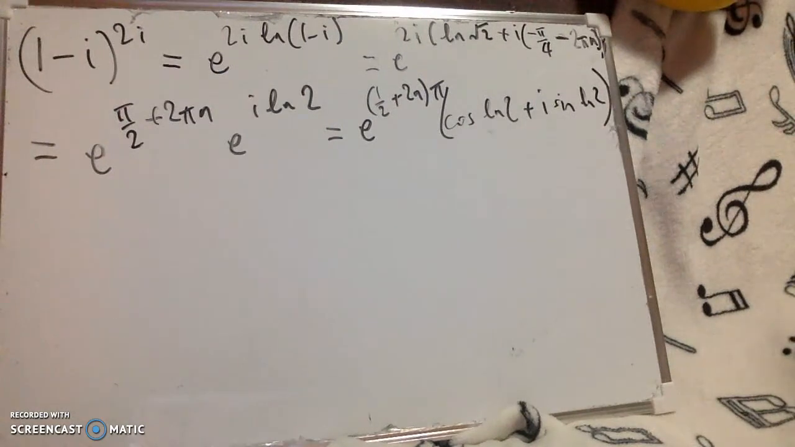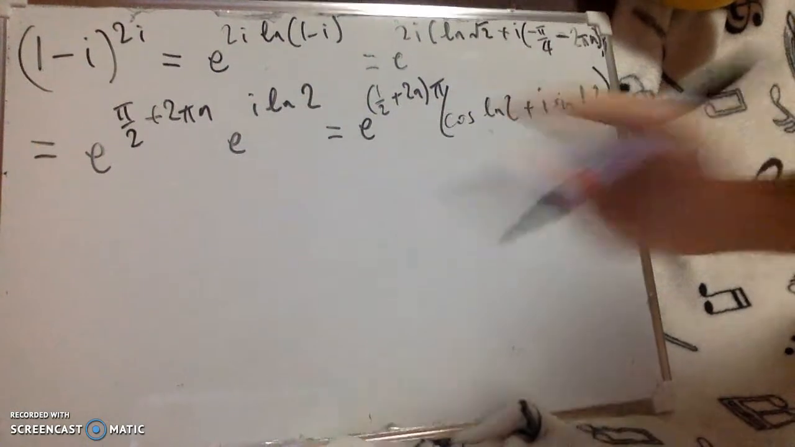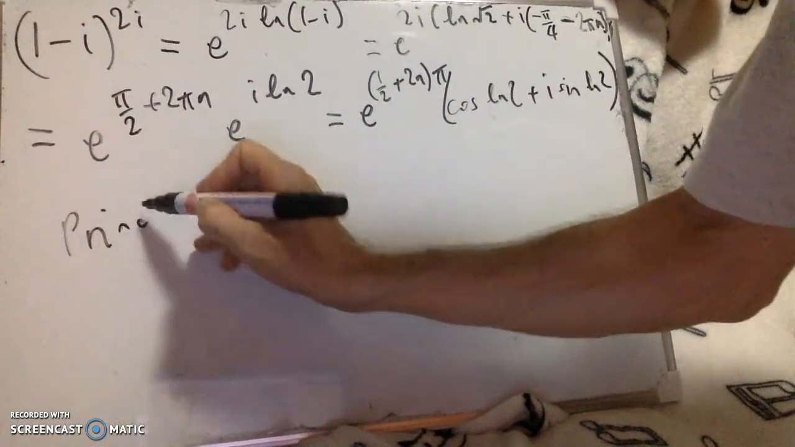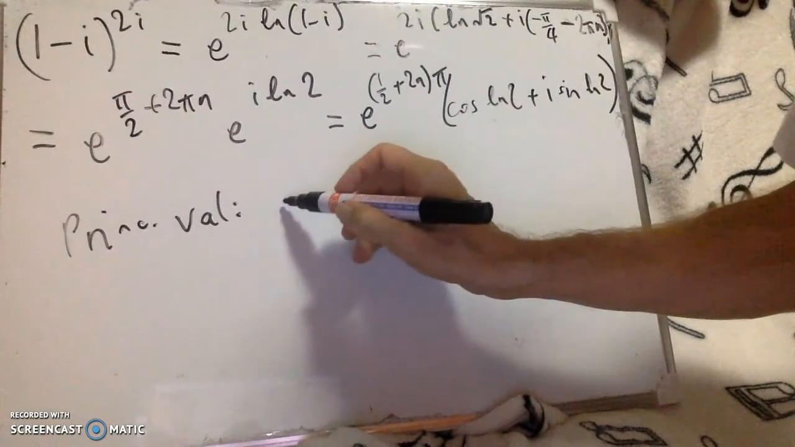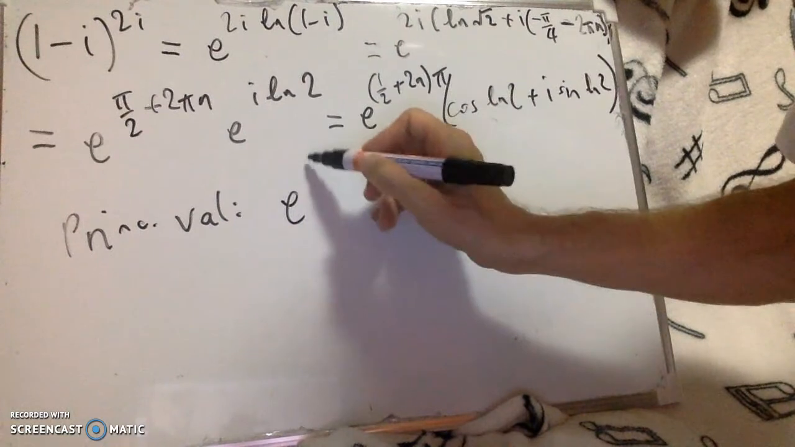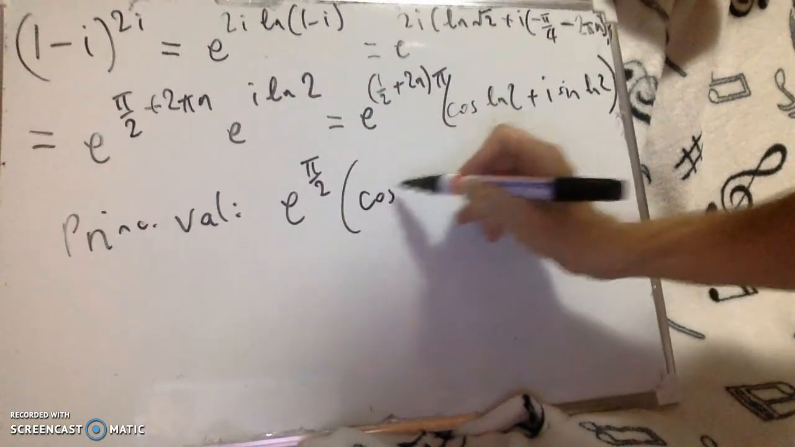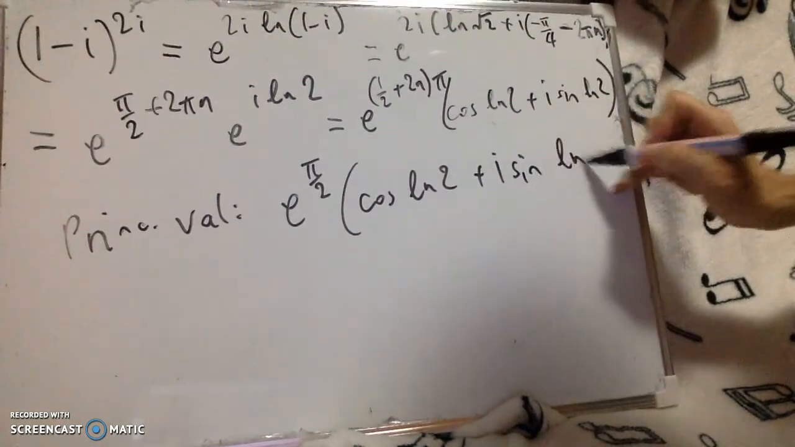Now asked finally for the principal value. The principal value you get just from setting n equals 0. So the principal value is e to the pi over 2 times cos log 2 plus i sine log 2.